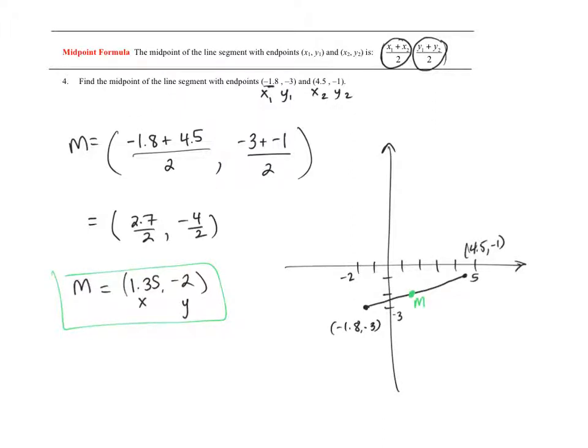Okay, so for the midpoint, you would add up your x's and divide them by 2, and add up your y's and divide them by 2. There's the midpoint formula.